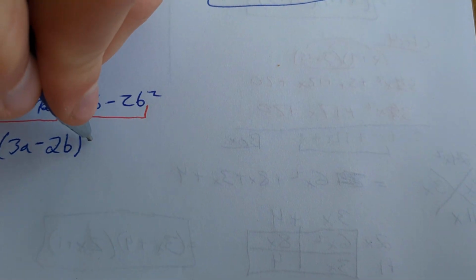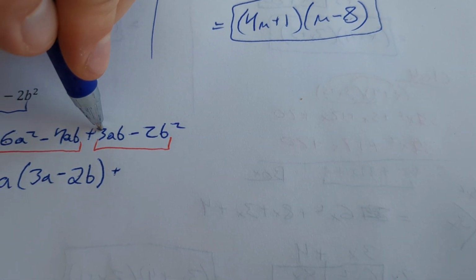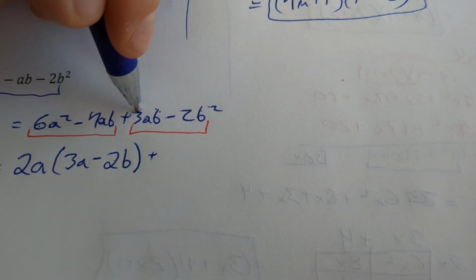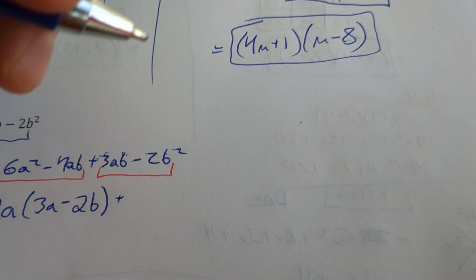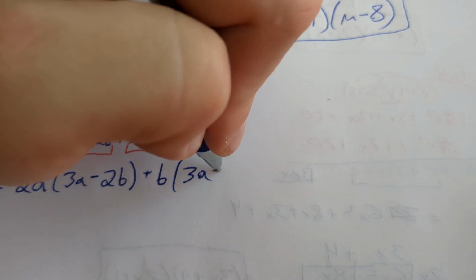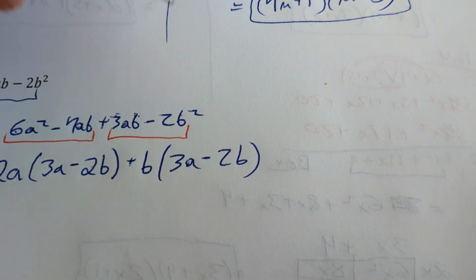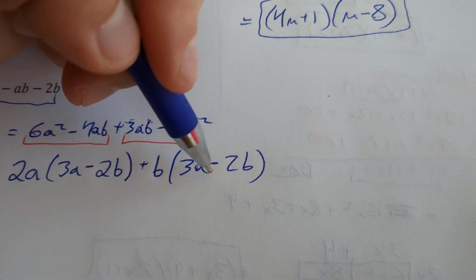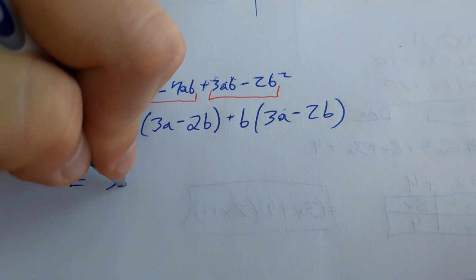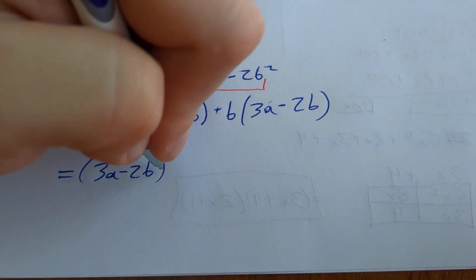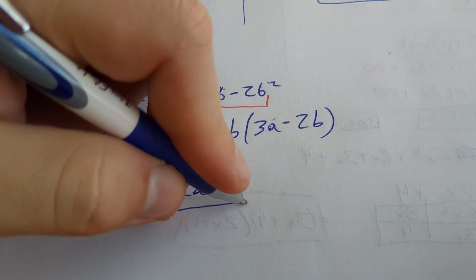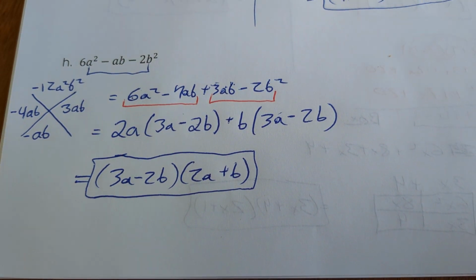And then we're pulling out 3b. A 3b is common, right? B is common between both. Or sorry, we can't pull out the 3. 3 doesn't go into 2. So all we can pull out here is the b actually. So we're just going to pull out the b, and then we're left with 3a minus 2b. All right, if we divide these both by b, we're left with this. Our brackets are the same, so we should be good. And we have 3a minus 2b times 2a plus b. And that's our final answer.